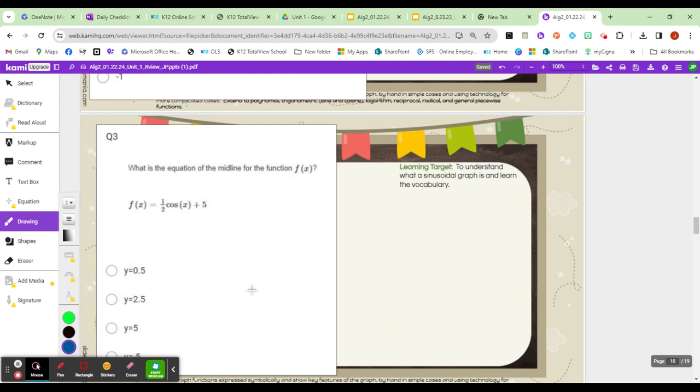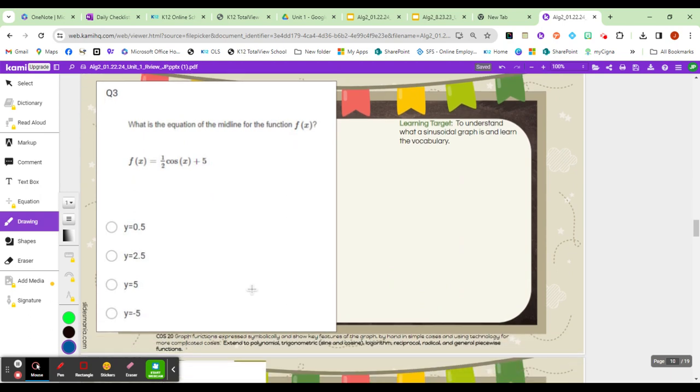There's a really good chance that this review may be the exact review that's in your OHS. So that would be the 1.12 unit review, and that would get you some bonus points. Just a little tip there.